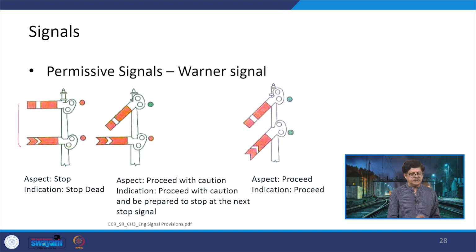Again, that is a combination where you can see that the two are horizontal. So, it means a stop, the stop dead condition. For a Warner case, here the semaphore is down, but the Warner is horizontal. We find that this is a Warner because a V notch is there at the end. So, it says proceed with caution and be prepared to stop at the next stop signal, whereas when both are down, they are proceed and proceed.